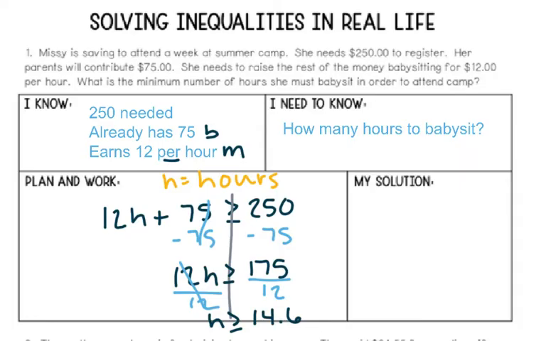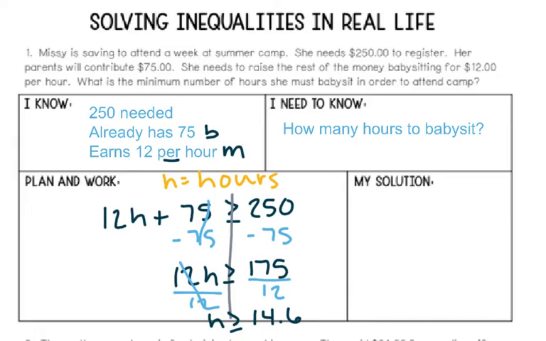When we solve for our variable, that tells us how many hours she would need to babysit to earn exactly the $250. So H means that she can babysit for exactly 14.6 hours or more, so 15, 16, 17, and so on, to actually be able to earn the $250.